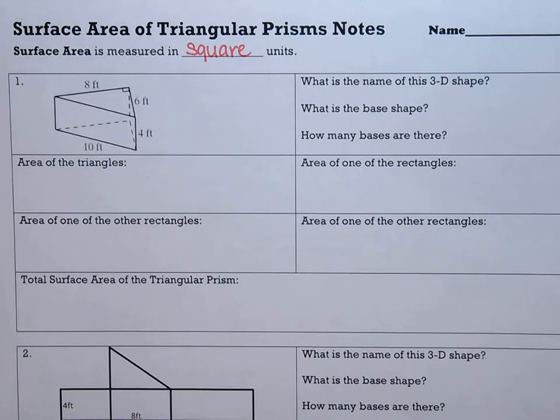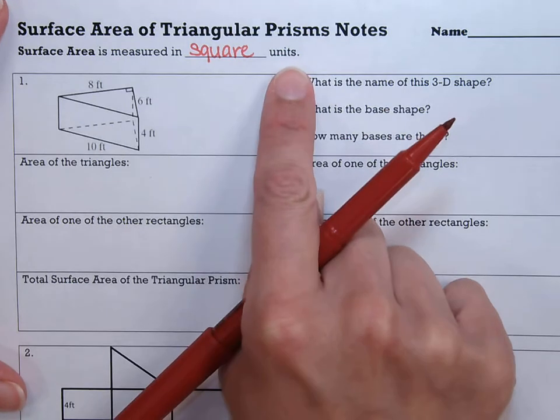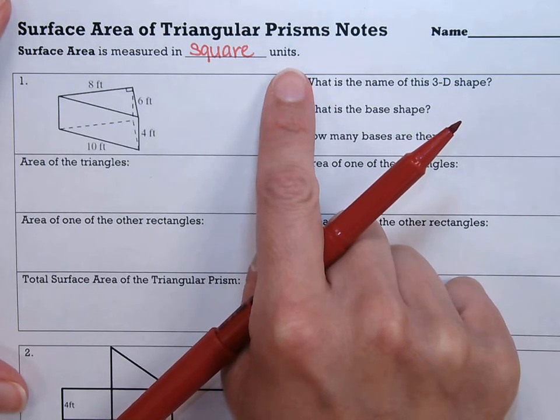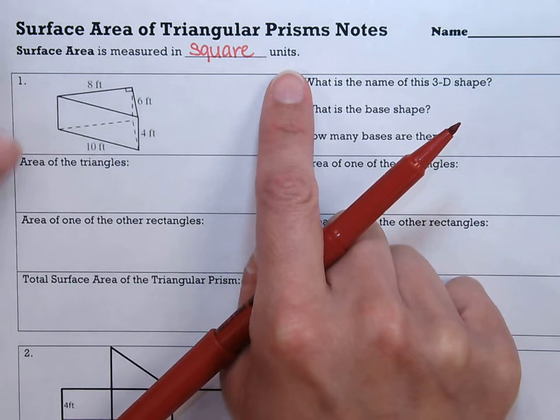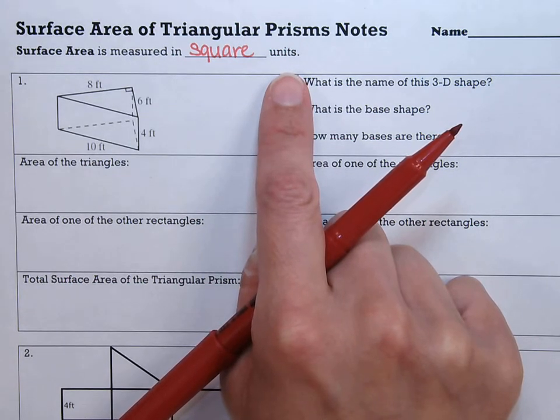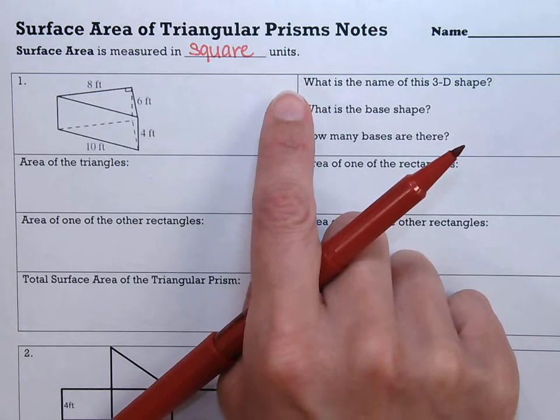These are your notes on surface area of triangular prisms. Once again, surface area is going to be measured in square units. What that means is if you could literally cover your object in little tiny squares, whatever you're measuring in, you could actually count the number of squares, and that would be your surface area.